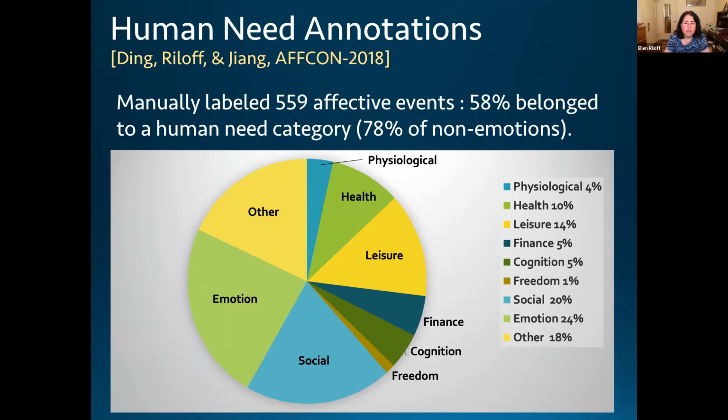And here's the distribution. You can see, again, there's a big pile of just straight up emotion expressions, but the really common ones were social and leisure and health. All of those were pretty well represented. The others were smaller, but they were there. We saw quite a bunch of physiological, finance, and cognition. The only one we saw very few of was this freedom category. But again, I think that we saw a lot more of that in Twitter for some reason. I don't know why. It would actually be interesting to study these in different forums.